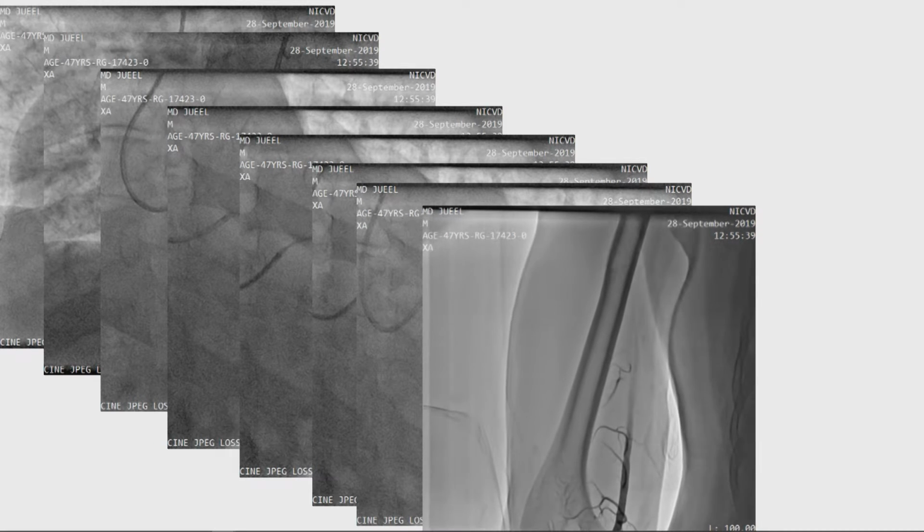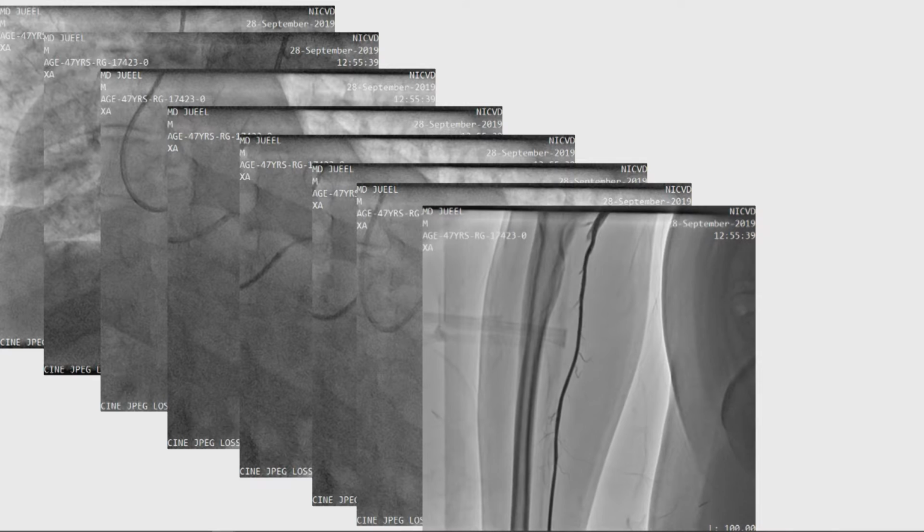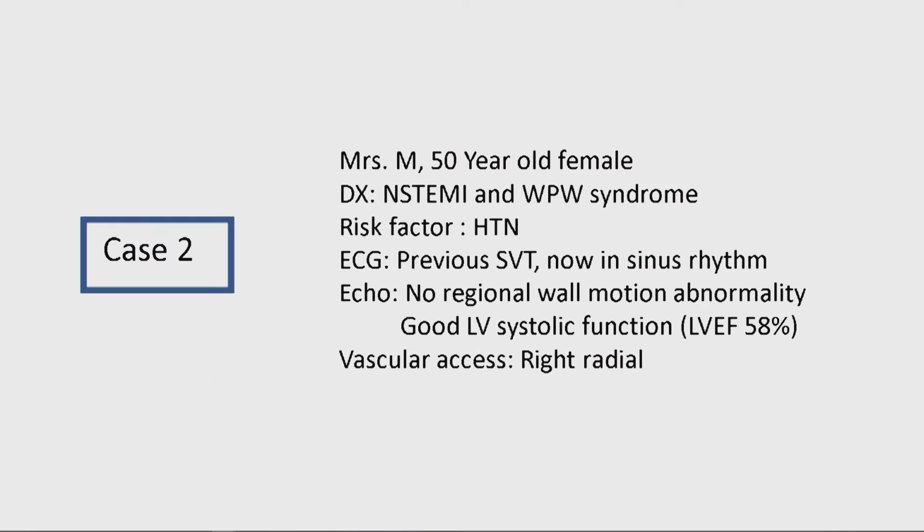Stenting was done in LCX. So this is the final result. Before coming out, we checked the radial artery. It's okay. So this is my first case.